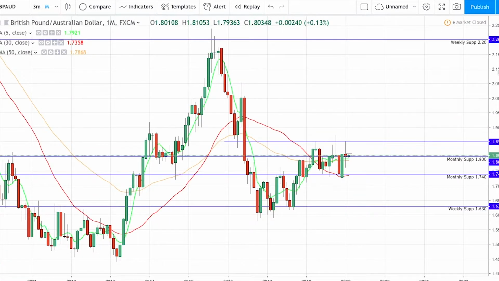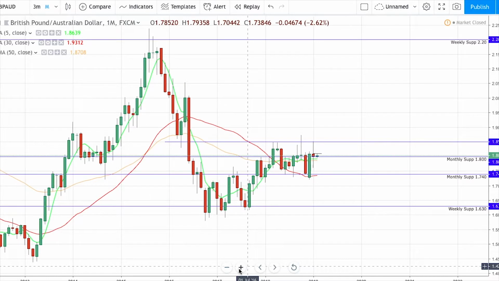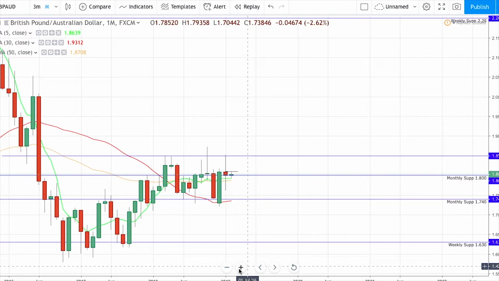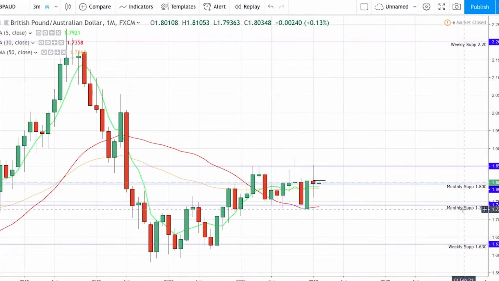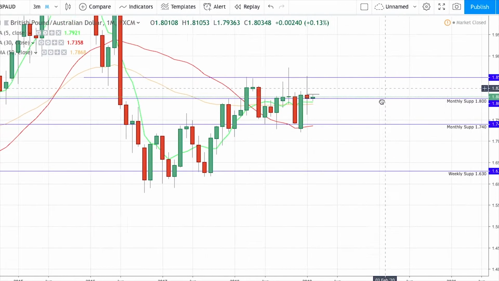So heading into my next pair, it's actually the Great British Pound to the Australian dollar. This is a pair that I haven't been actively trading recently, just because it hasn't offered me the entry opportunities that I like. It has been a strange one recently, as we can see on the monthly time frame. If we were just to zoom in, we have been wicking back and forth for some time now.